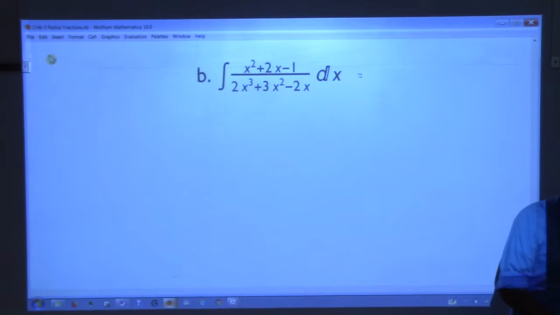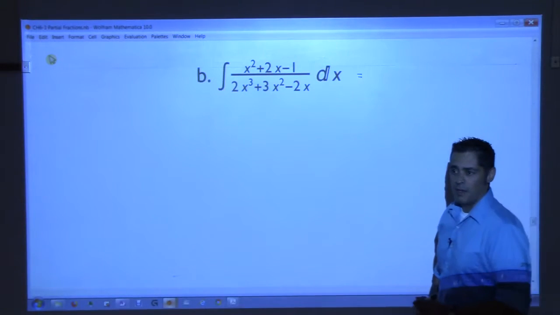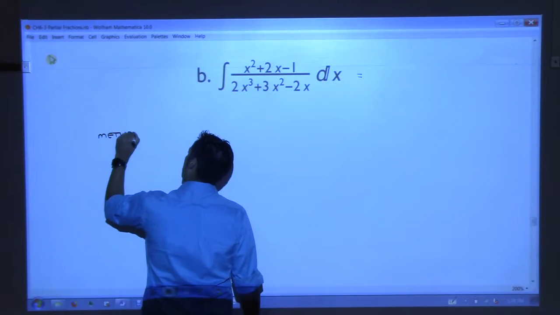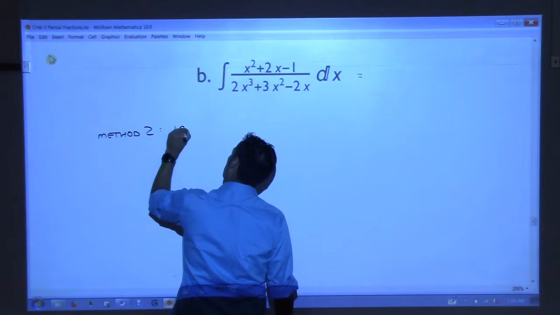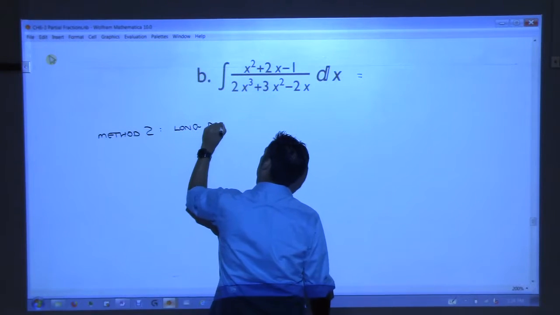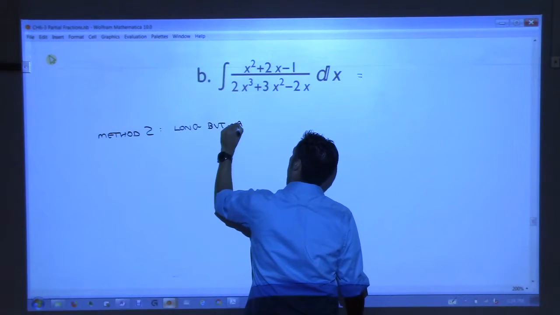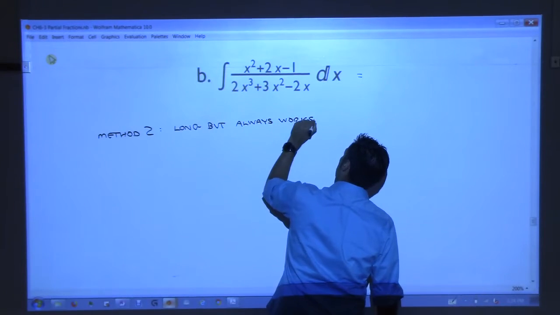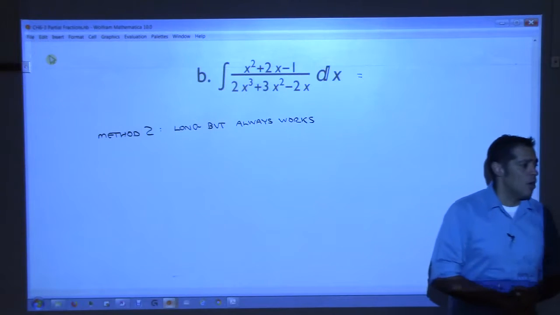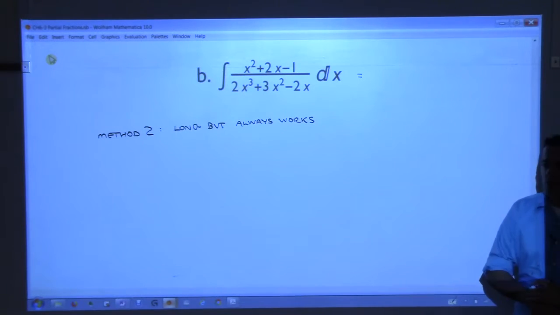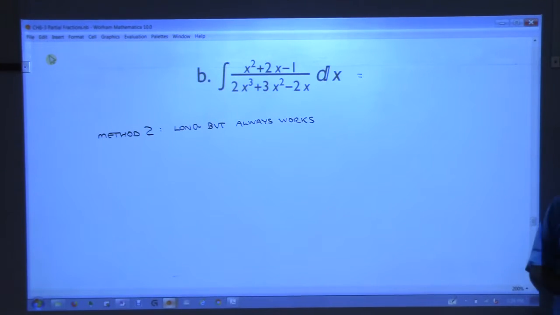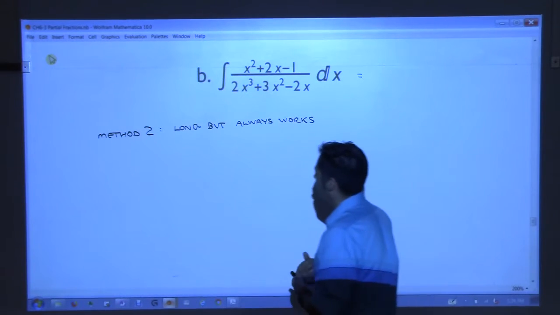I said there were two ways, right? And that was the short way. So let's look at method 2. Long, but always works. Now we're going to see an example of one problem that you can't do with the short way. So you might be asking, why would we do the long way if the short way was nice and easy? Well, you'll see. There will be something we can't use the shortcut with. All right, so the long but always works method.